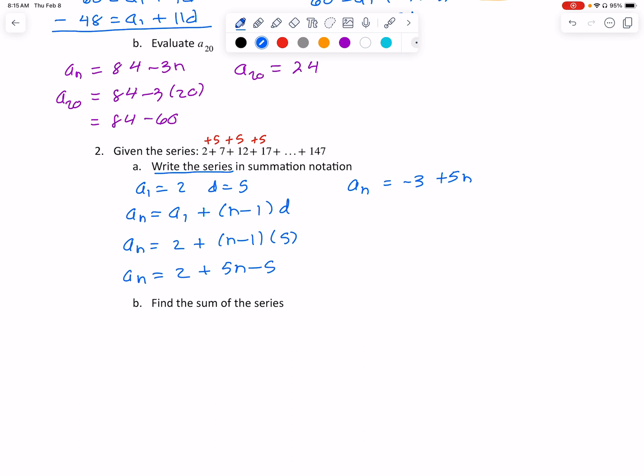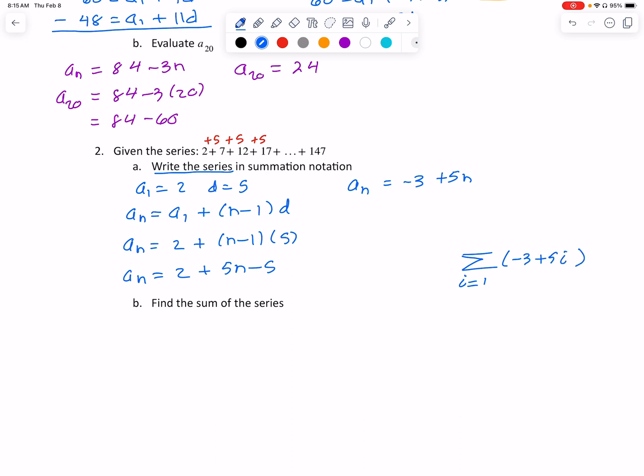So remember our series, I'm going to write the series right here. Our series is, you can keep this in terms of n, as we've talked about. I'm going to switch over to i's. So I'm going to start with i equals 1, and our formula is negative 3 plus 5i.